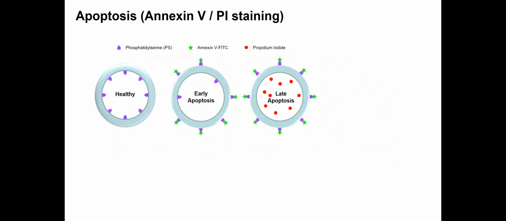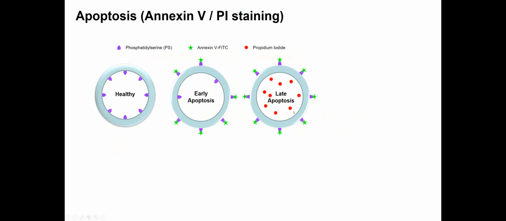Now, this technique can be used for many different kinds of applications. Another application is apoptosis. Apoptosis is programmed cell death. When the cells are healthy, phosphatidylserine is only facing inside. In the first step of apoptosis, this membrane asymmetry is broken, and some of this phosphatidylserine is exposed to the outside.